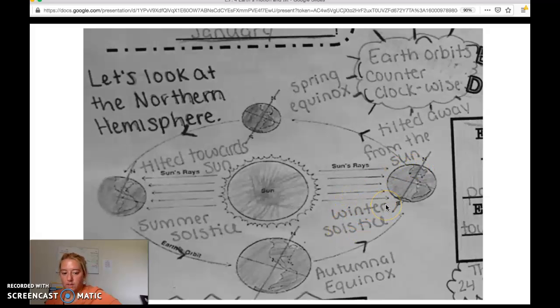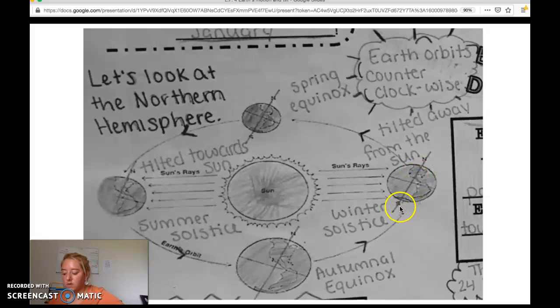Winter solstice happens when the sun's rays are not directly pointed at the Earth. Solstice is actually defined as when the sun is the greatest distance from the equatorial center. Can you see how this is not evenly hitting the equator right here? Most of the sunlight, or the sun's energy, is hitting directly on the southern hemisphere. That is why we're in winter right here, because we are having less of the sun's rays directly hitting us. We're tilted away from it, so we experience winter.